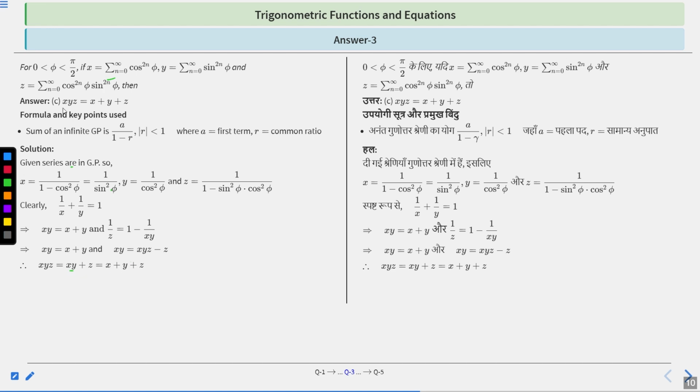Clear? Therefore, xyz is equal to x plus y plus z. Option C is the right choice, right? Option C should be the right choice. Got it? Now, let's move to the next question.